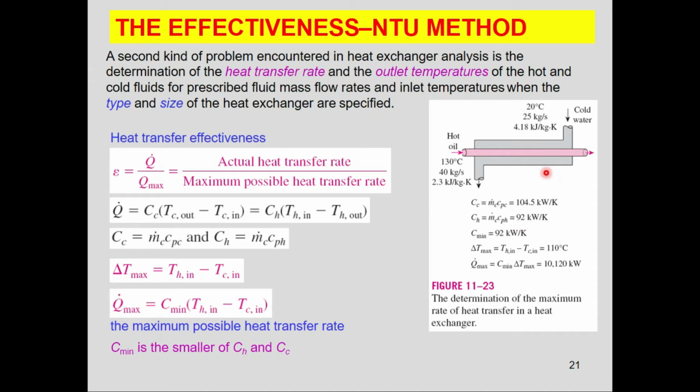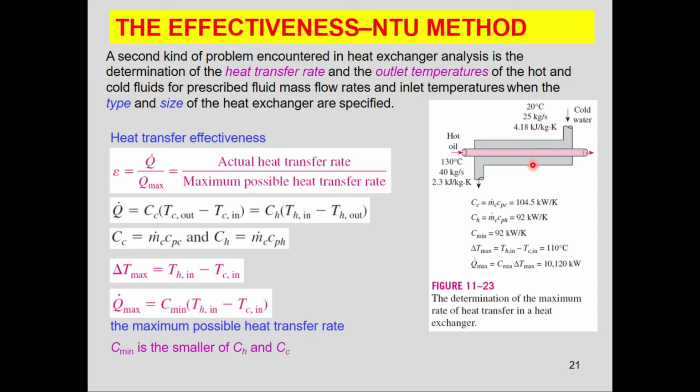For example, this is a double pipe heat exchanger. This is the hot oil which is entering the inner pipe at a temperature of 130 degrees centigrade, and the mass flow rate is 40 kilogram per second, and the specific heat is 2.3 kilojoule per kg per Kelvin, right? Similarly, this is the cold fluid which is entering at 20 degrees centigrade with a mass flow rate of 25 kilogram per second, and the specific heat is 4.18 kilojoule per kg per Kelvin.